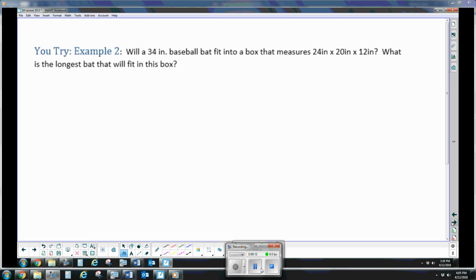All right, now why don't you try one on your own? Now this one does not have a diagram, so your first step is going to be to draw a diagram. Now this is a box and the dimensions are 24 by 20 by 12. It does not matter where you put which dimension. So it doesn't really matter how you draw your box, you're going to come up with the same answer because we're going to look for that diagonal.